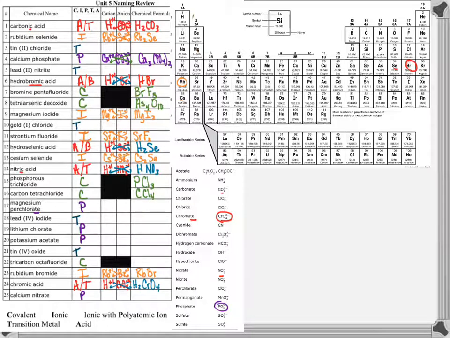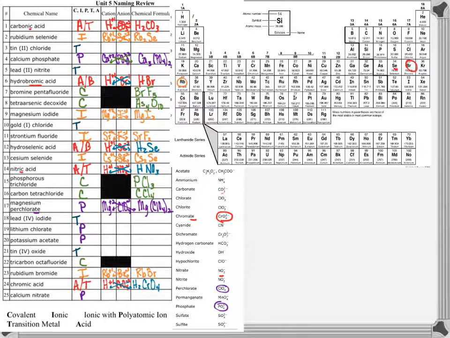Okay, let's look at the next one. Again, magnesium has a charge of +2 because it's in group 2. Perchlorate, if I look for perchlorate, ClO4 with a charge of -1. We're going to crisscross those. Okay, so I'm going to write Mg, parentheses, because I'm going to end up with more than one of these polyatomic ions, and then 2.